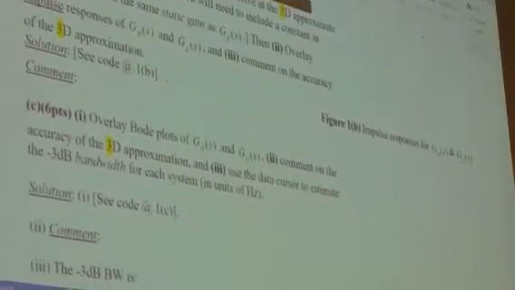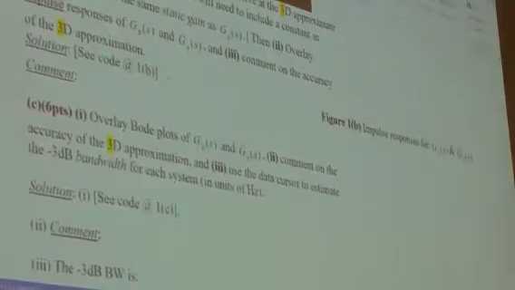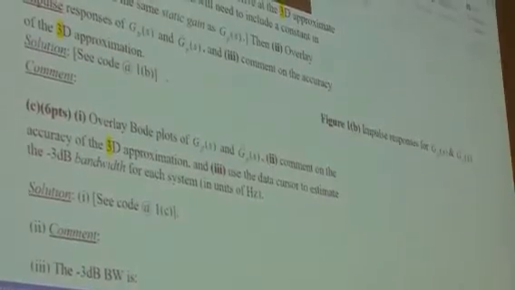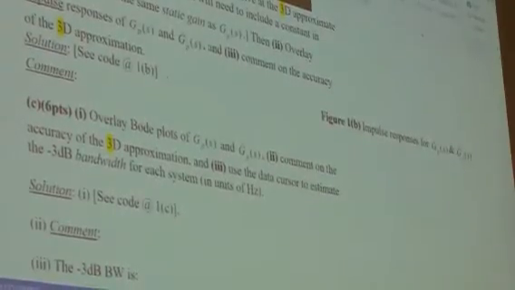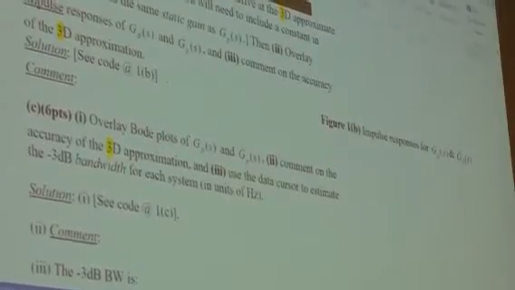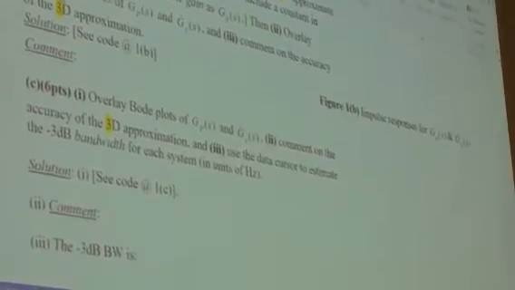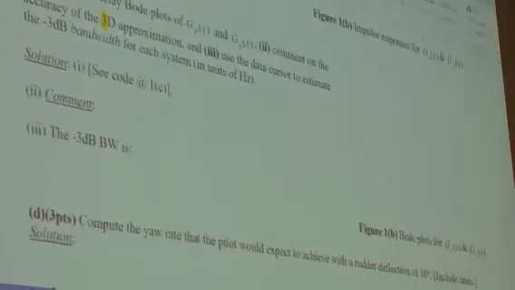Then use the data cursor to estimate the minus 3 dB bandwidth. So if I don't see data cursor information in your plot, guess where I'm going to assume you got the bandwidth information from? Person next to you. All right. So there's the solution. See the code. The code gives the figure.